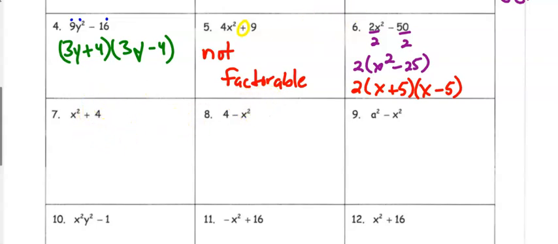Seven, again, we're looking at that x squared plus 4. That plus tells me I can't factor it.